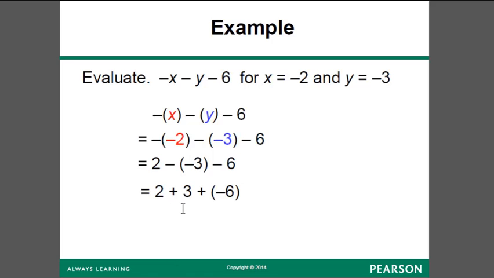2 plus 3 becomes 5. 5 plus a negative 6. Which one's larger? The negative 6. So my final answer will be negative. What's the difference between 5 and 6? 1. Negative 1. Very good.